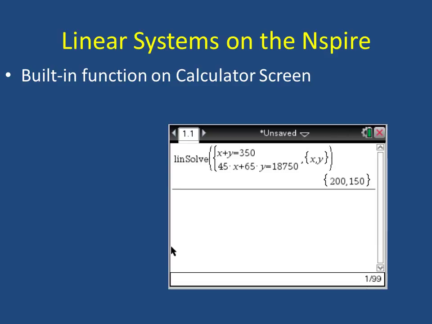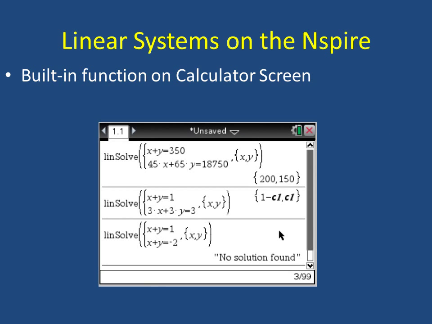Now when we did this graphically, we thought that the answer might be x equals 200, y equals 150, but the graph was not necessarily accurate enough to really read down to the level of precision that we might want. Here we've actually verified through the calculator that indeed x equals 200, y equals 150 is the correct solution.